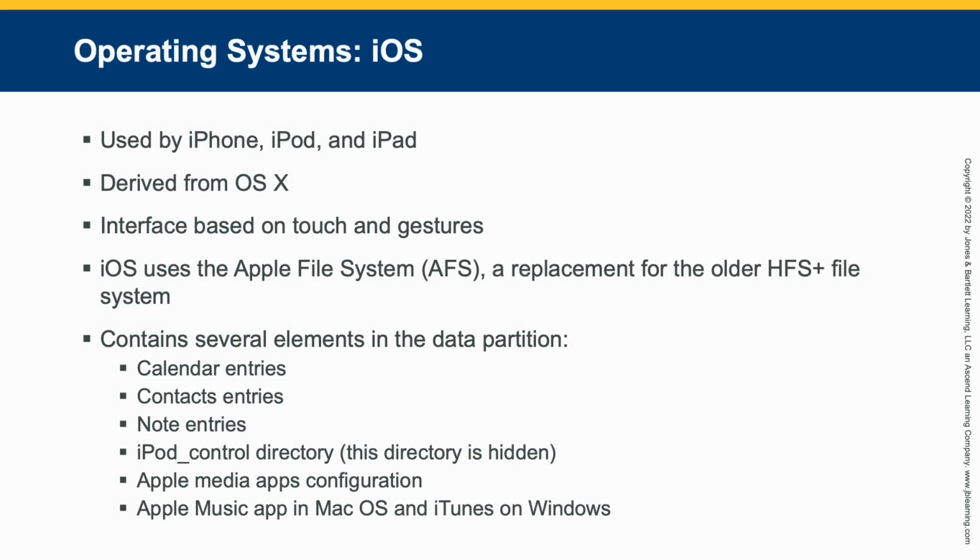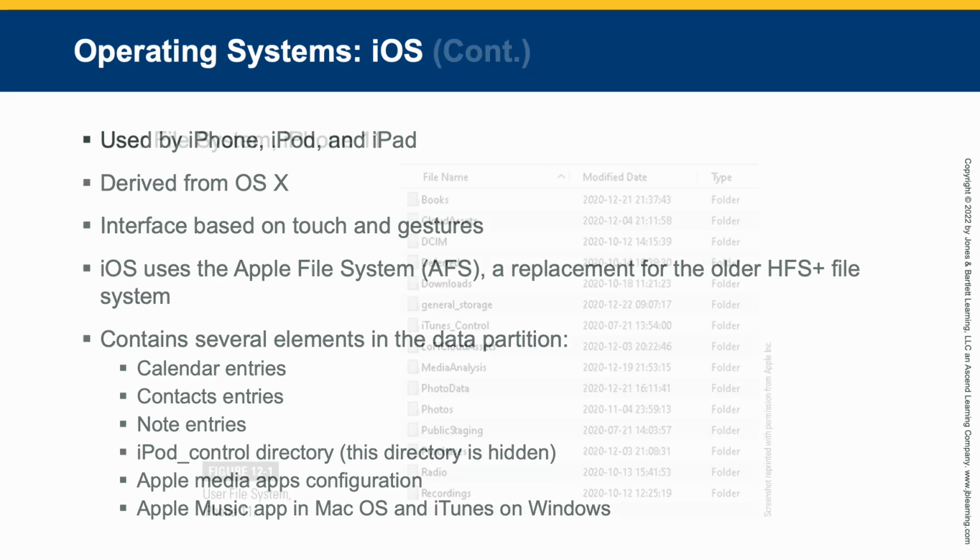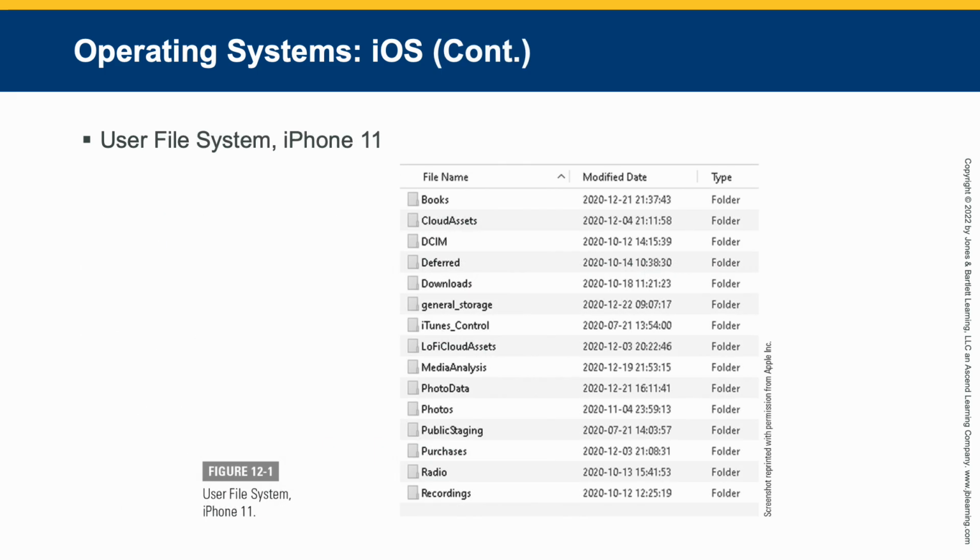The operating systems can be iOS for the iPhone, iPod, and iPad. Derived from the OS X interface, it is based on touch and gestures. iOS uses the Apple file system, a replacement for the older HFS Plus file system. It contains several elements in the data partition: calendar entries, contact entries, note entries, the iPod control directory, which is hidden, Apple media apps configuration, Apple Music apps in Mac OS, and iTunes on Windows. So the user file system on iPhone 11 or later looks like this.